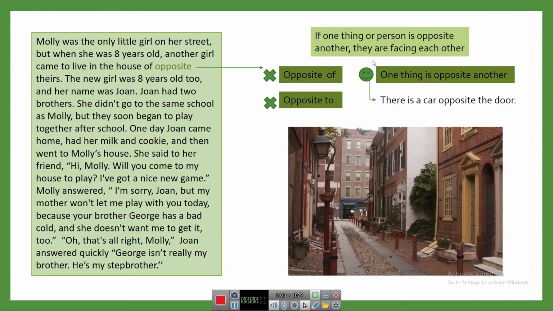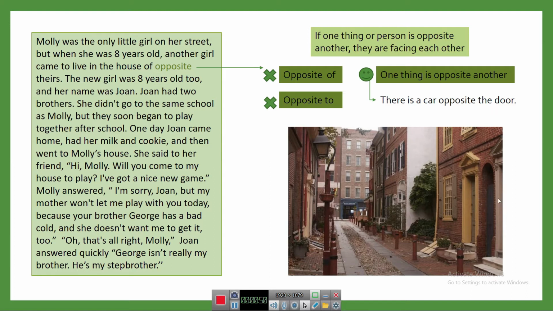Okay, here we have another girl came to live in the house opposite theirs. Opposite, what does it mean? Opposite means, for example, if one thing or person is opposite another, they are facing each other, okay? They are in front of each other, okay? And there is an important thing about opposite. We don't say opposite of something or opposite to something, okay? We don't use any preposition after opposite. So we should say one thing is opposite another.